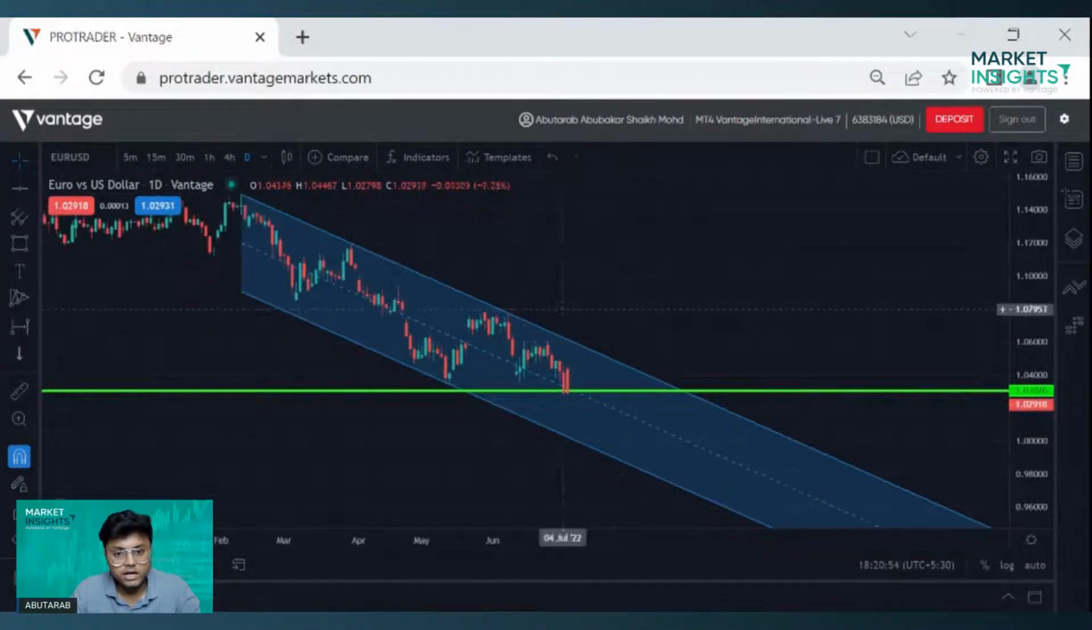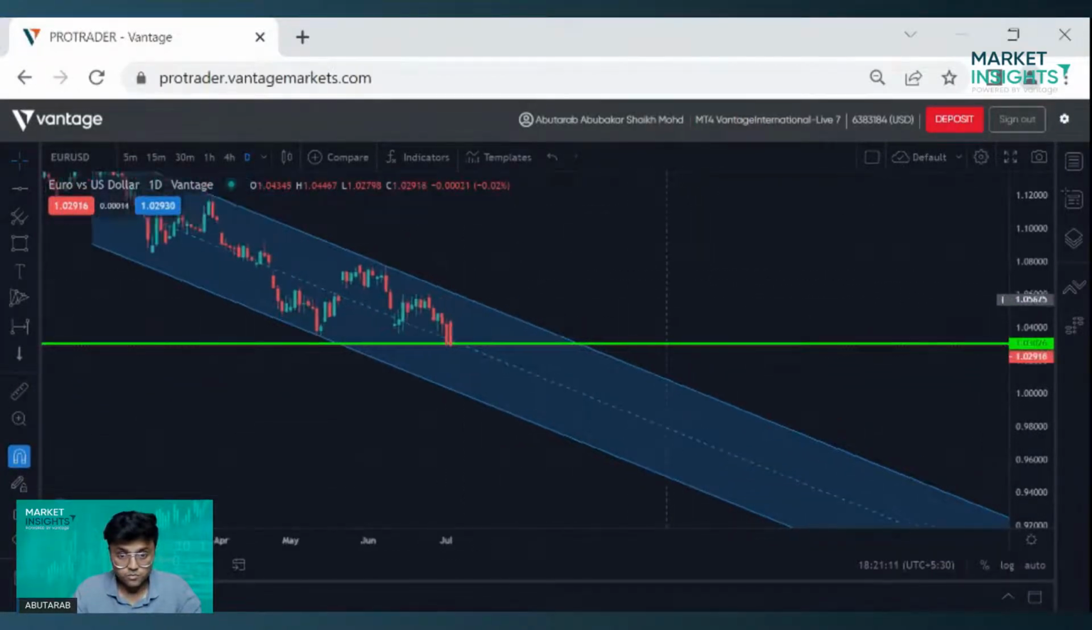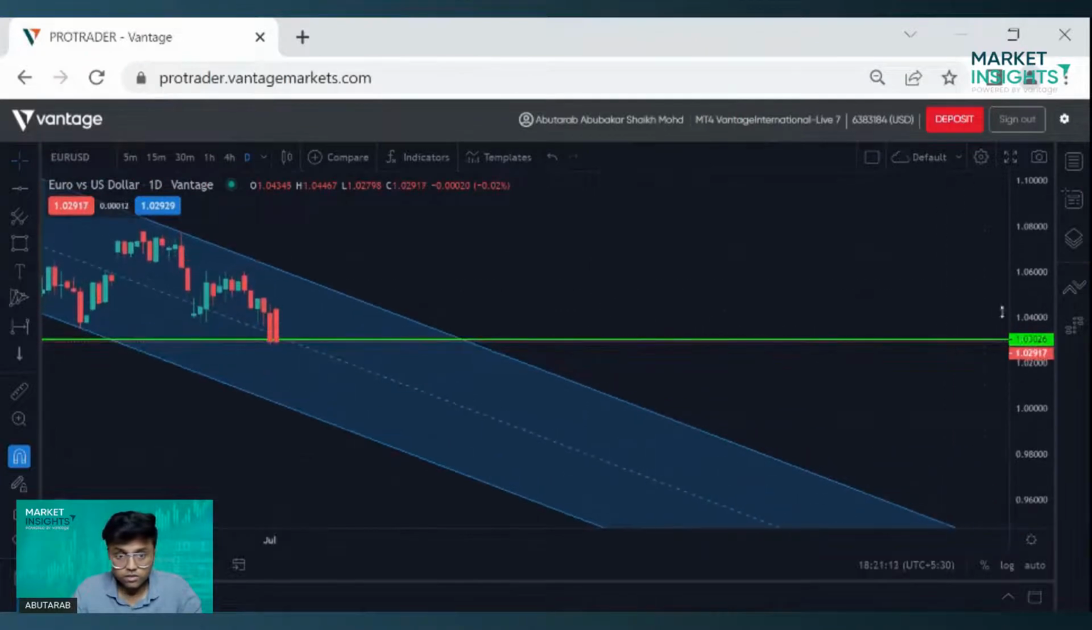Okay, and it is currently going in a downtrend. It has gone down, it has taken support at this point, went up, tested this trend line, again went down, took support on this particular level, then again took support, then went and tested this trend line, again went down. So this is a very crucial situation of Euro USD.